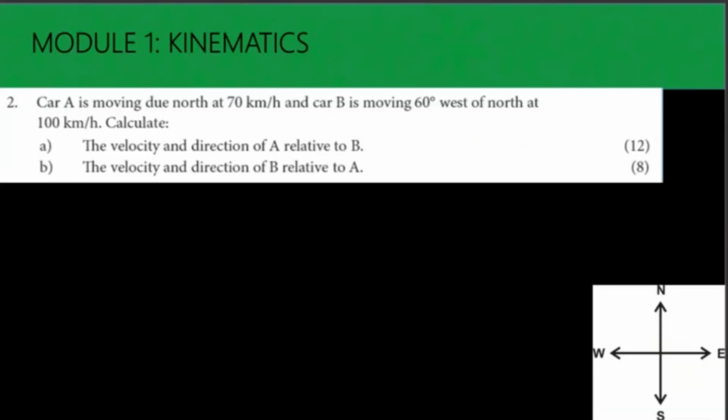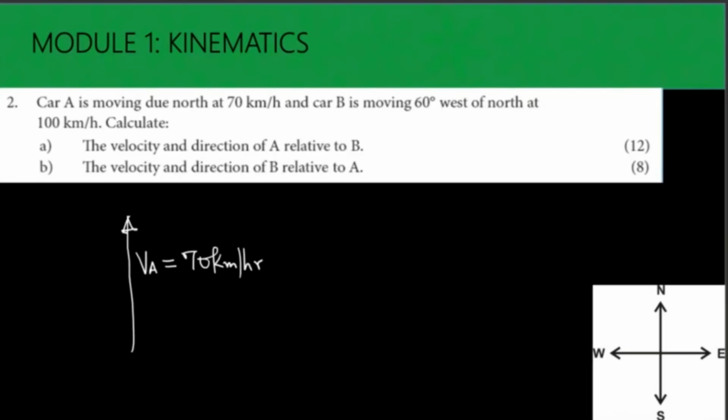Okay, let's look at question 2. This is also a typical exam question. Let's look at it together. The question says that car A is moving north at 70 kilometers per hour. Car B is moving 60 degrees west of north.